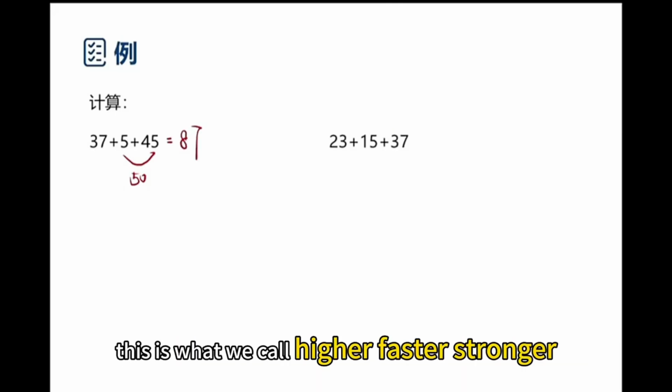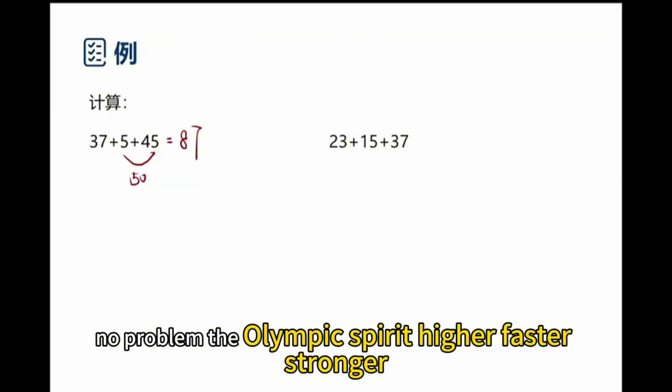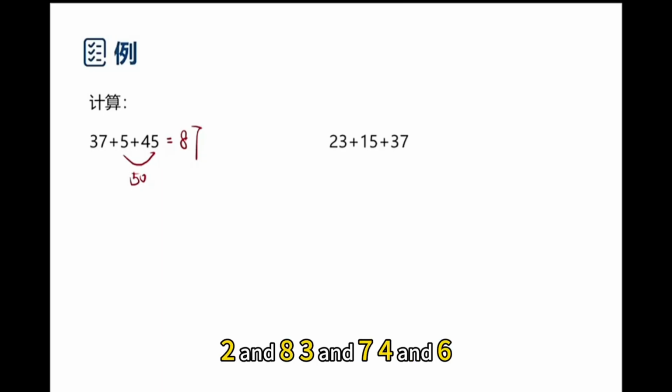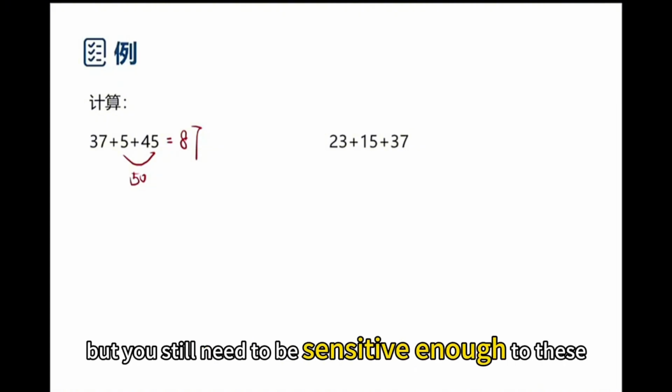This is what we call higher, faster, stronger. No problem. The Olympic spirit. Higher, faster, stronger. So the core of calculation tricks is to be extremely sensitive to 1 and 9, 2 and 8, 3 and 7, 4 and 6, 5 and 5. For example, let's do another one. 23 plus 15 plus 37. The numbers got bigger, but you still need to be sensitive enough to these friend numbers.